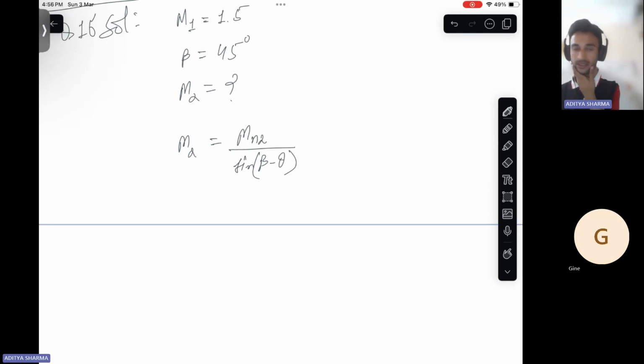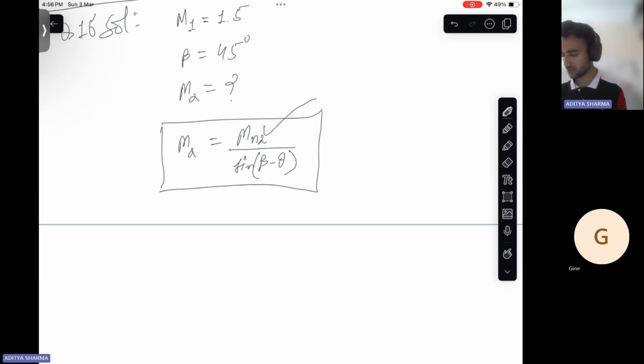So I had to draw this figure and explain it, but because we are short of time, I'll just tell you the steps that we need to follow to solve this question, right? So this is the expression for M2. But here we don't have Mn2, right? We don't have theta. We have beta, but we don't have this theta.